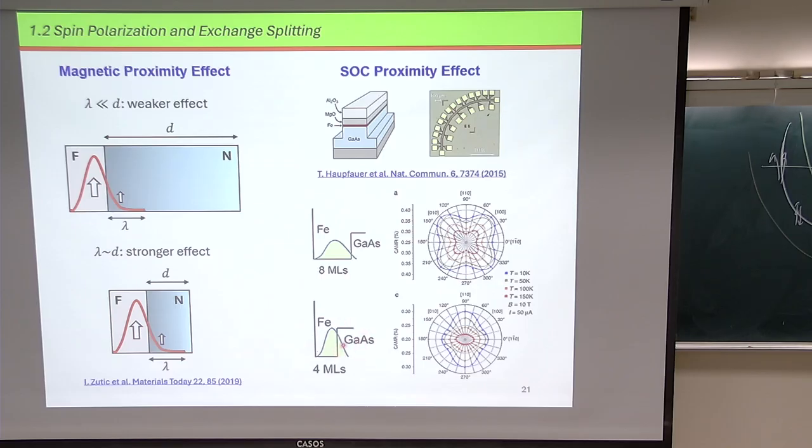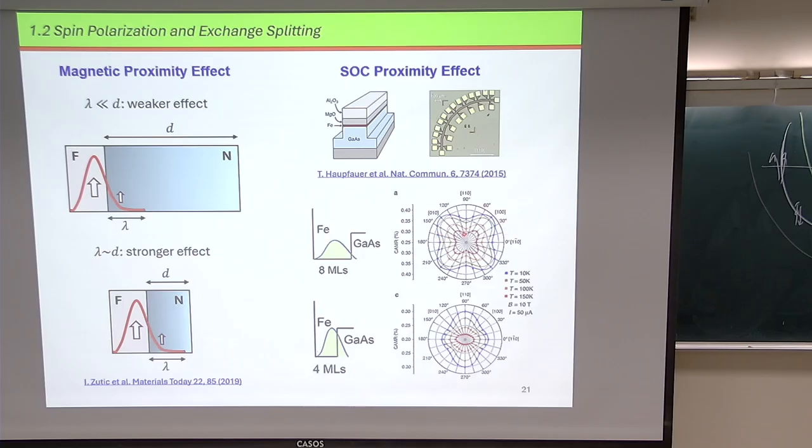Now, here are experiments, actually. These experiments are measuring the so-called crystalline anisotropic magnetoresistance. I'm not going into detail, but what I want you to see in this is the change of the symmetry. So iron has a 4-fold symmetry, and gallium arsenide. So the interface of iron and gallium arsenide has a 2-fold symmetry because of the structure of the atoms and so on.